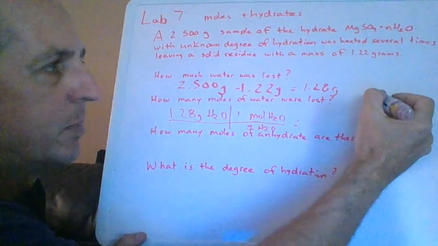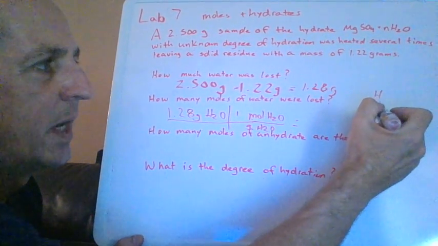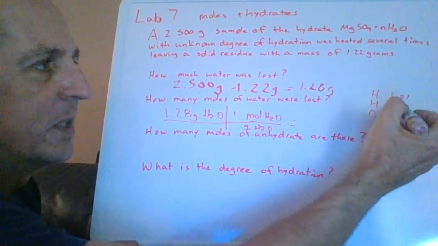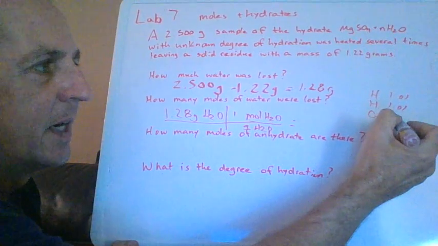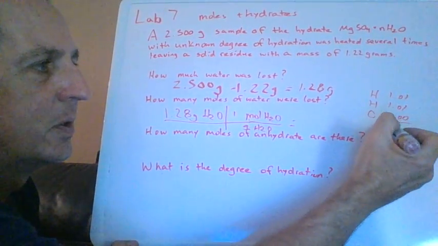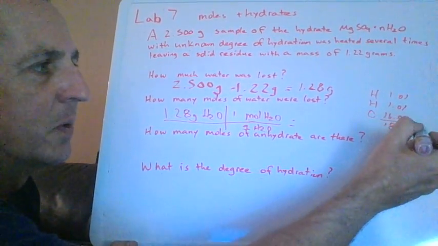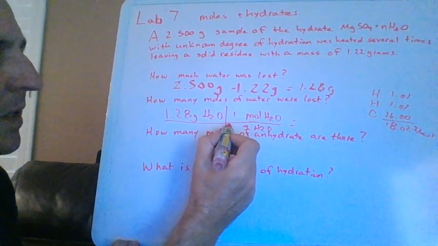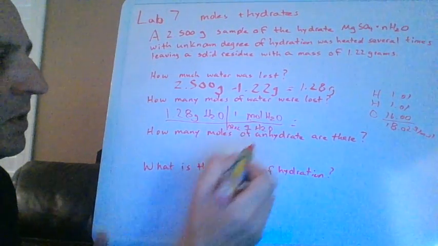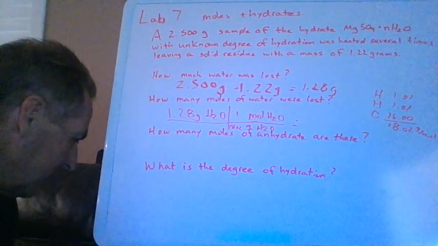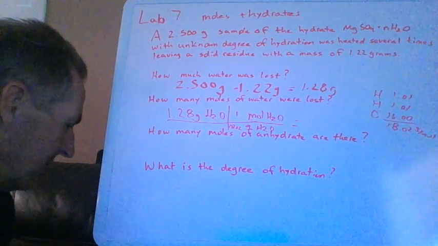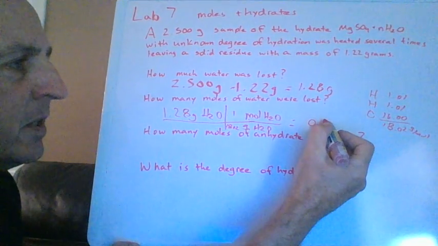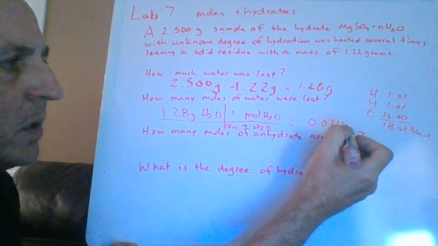Well, water is made up of 2 hydrogens and 1 oxygen, right? H2O. From our periodic table, each hydrogen weighs 1.01 and the oxygen weighs 16.00. So 1 mole of water weighs 18.02 grams per mole. Then we can put in our 18.02 grams here. We're going to divide 1.28 by 18.02, and you should get something around 0.0711 moles of water.